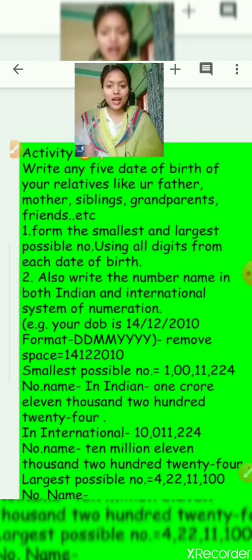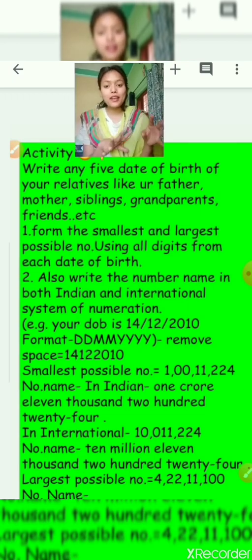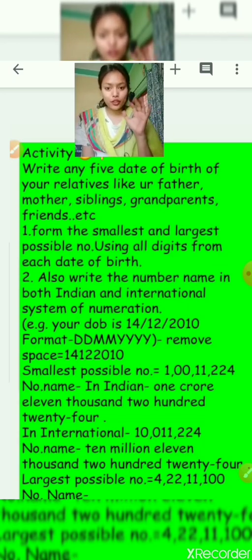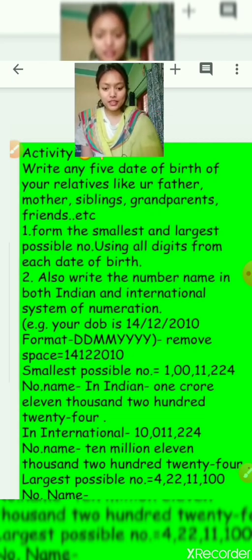You have to ask their date of birth and write that date of birth in the smallest and the largest possible manner, and then write that number in the Indian and international system. Okay, is it interesting? So let me explain it well. What you have to do is take any 5 dates of birth. Okay, now let's take an example, I have taken this.